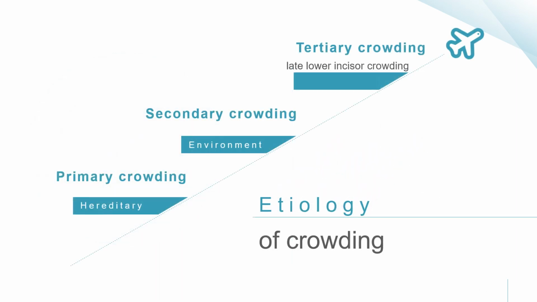For the classification of the crowding according to the etiology, we have the primary crowding, also called hereditary crowding. The second classification is the secondary crowding or environmental crowding, and finally the tertiary crowding, also called late lower incisor crowding.